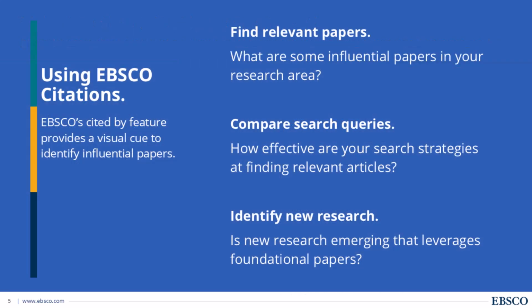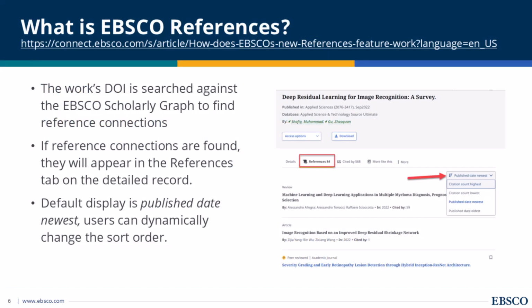The EBSCO Citations feature provides a visual cue to identify influential papers or research. Using EBSCO Citations can help you to find relevant papers, to compare search queries, and to identify new research emerging that leverages foundational papers. The other feature is EBSCO References.